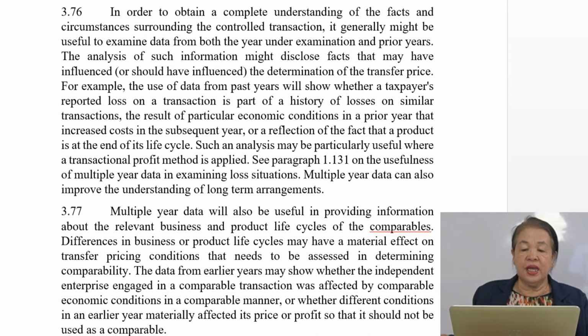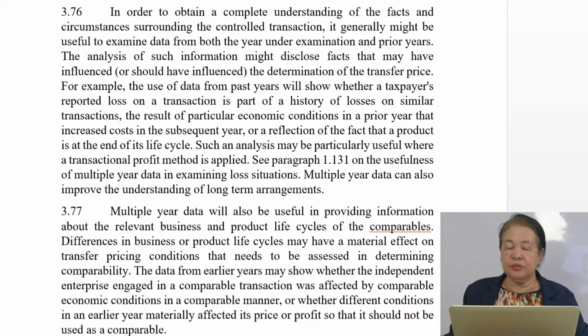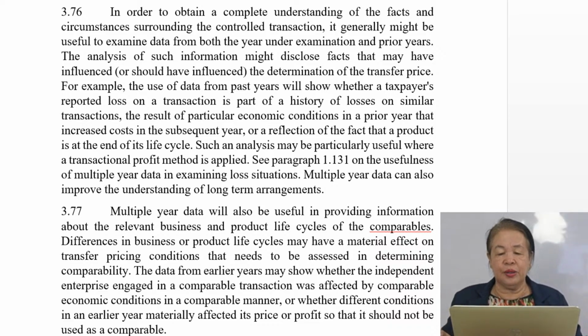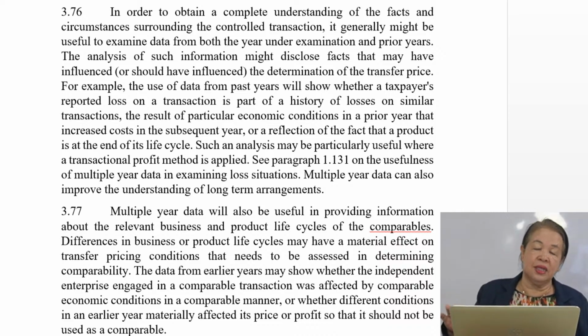So in order to obtain a complete understanding of the facts and circumstances surrounding the controlled transaction, it generally might be useful to examine data from both the year under examination and prior years. Siguro for the sake of the trend, no, pwede mong i-consult yung prior years. And sa Pilipinas naman, in our country, we require a comparable financial statement. That's why we know the previous year, no, the immediately past year under investigation.